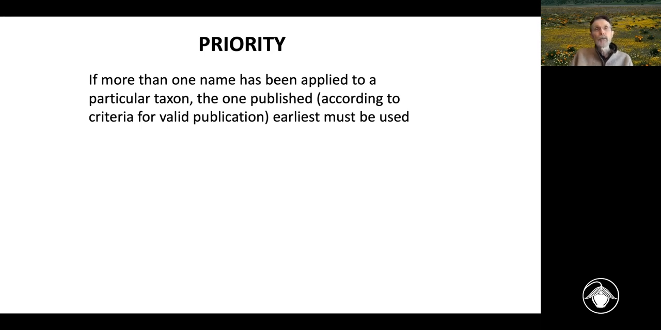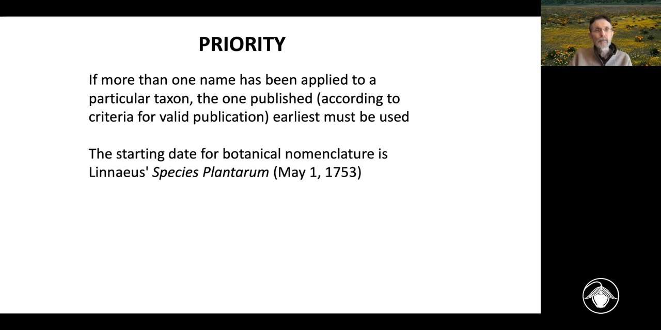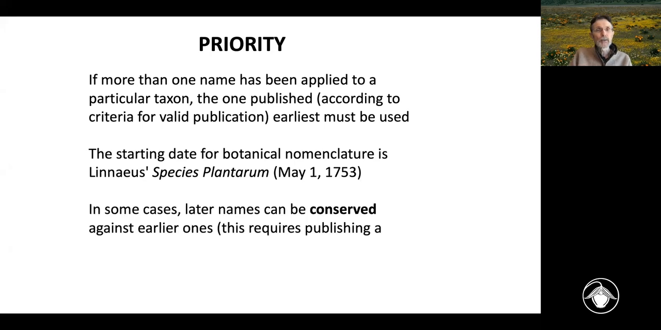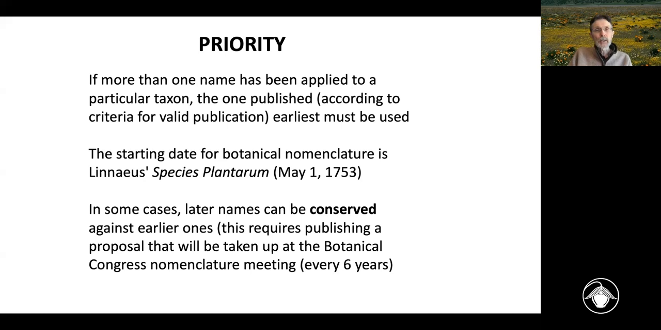And there are a few criteria, but the place of publication has to be one where it's disseminated to some extent. So there are some rules there. But the oldest name that's validly published is the one that has to be used unless a different name ends up being conserved, I mean, if the name is conserved with a new type. And the starting date for botanical nomenclature is Linnaeus's Species Plantarum from 1753 that I just mentioned with regard to monkey flowers. And in some cases, later names can be conserved, as I just mentioned, against earlier ones.